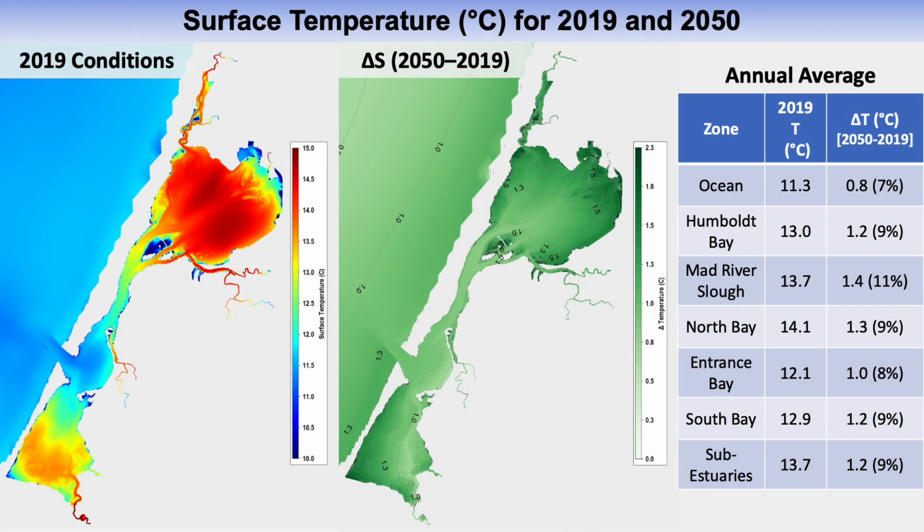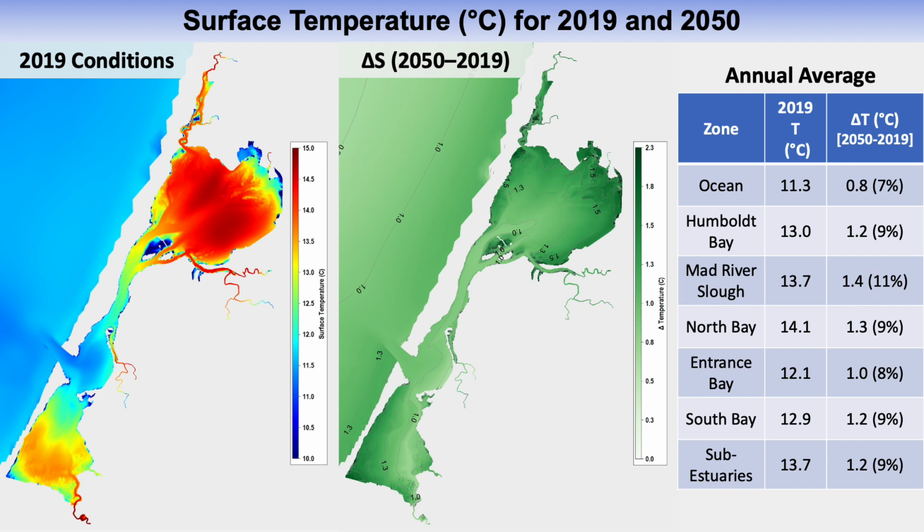All right, so the final thing we'll look at here is surface temperatures. Under existing conditions, the ocean is about 11 degrees C on average, and Humboldt Bay is about 13 degrees C. So the bay tends to heat the water up about 2 degrees C on average. You can see that in this part of Entrance Bay, it tends to track pretty well, stays the same temperature as the ocean. But as you start to move into the shallow mudflat areas, into the bays, temperatures go up pretty drastically.